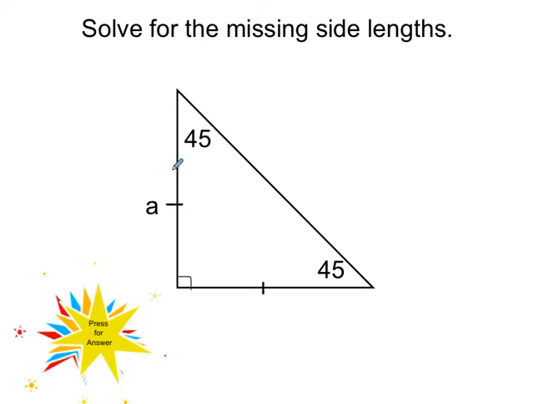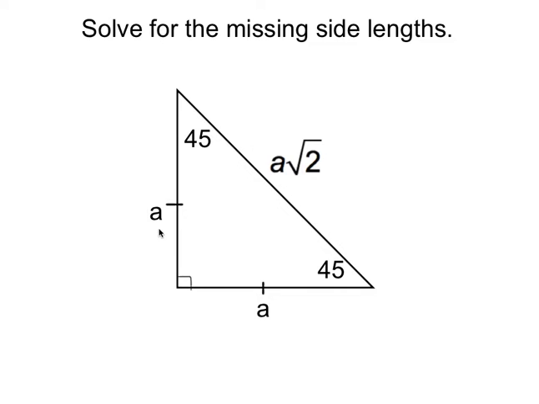Okay, try this one. This time I have one side length that's A. Press pause on your video. When you're ready to see the answers, press play again. My side lengths are A, A, and A times the square root of 2. What's nice is that every single 45, 45, 90 triangle has sides that are in this ratio. It is really important that you have this triangle memorized.